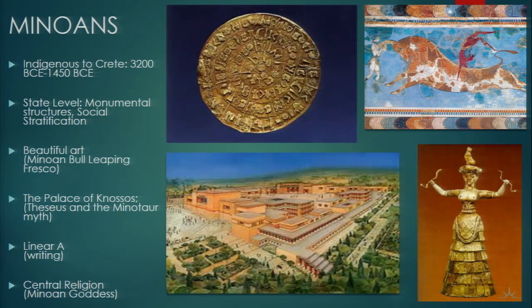This civilization is given the designation of a state-level society due to their implementation of palatial centers such as Knossos, the creation of their own language known as Linear A, beautiful art, for instance, the Minoan bull leaping fresco at Knossos, and a central religion, among other things.